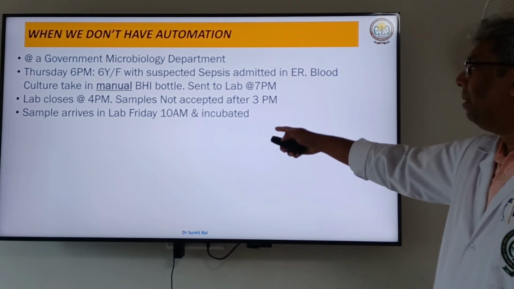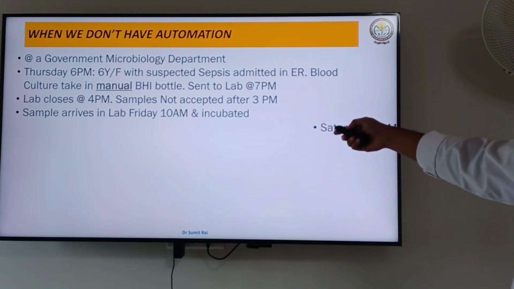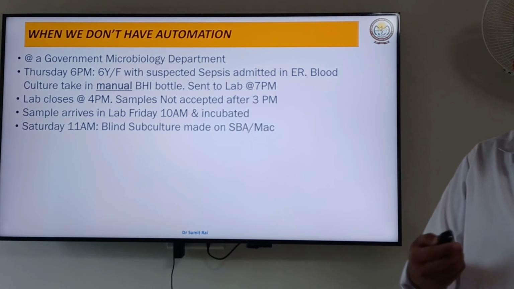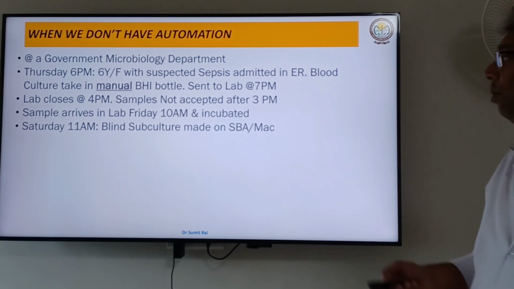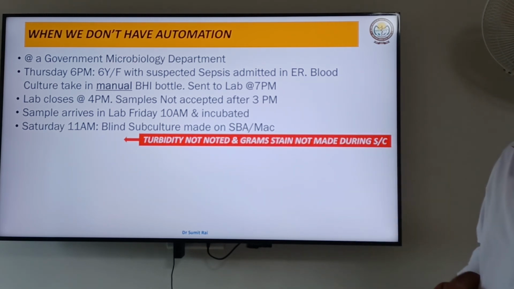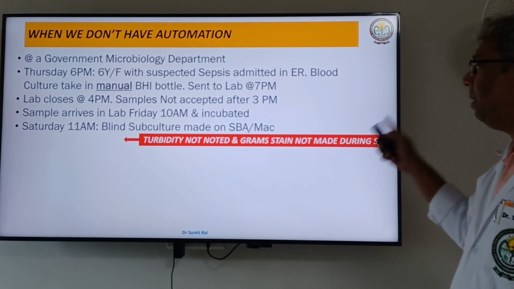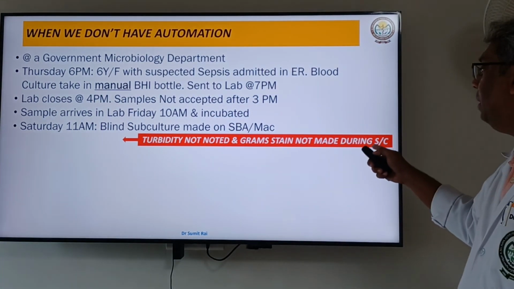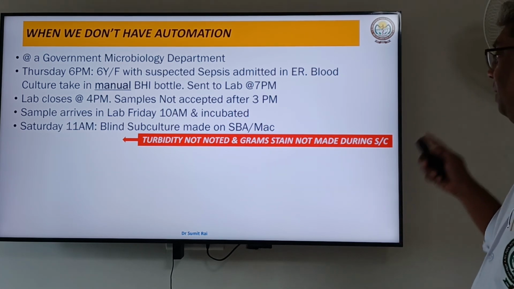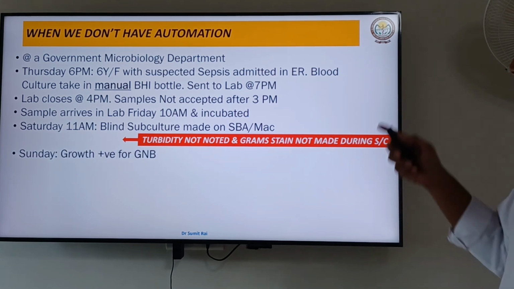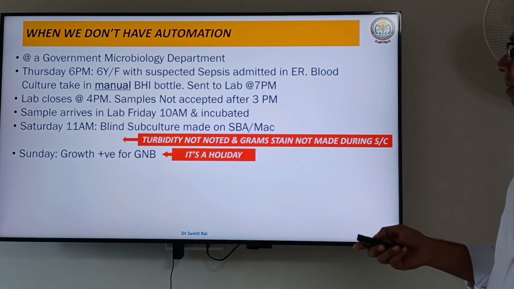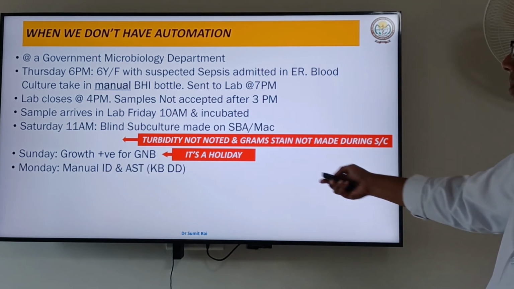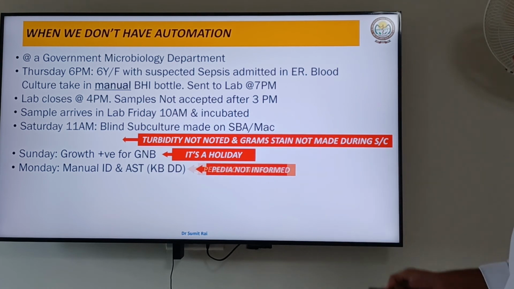This happens. Samples arrive the next day on Friday at 10 a.m. and get incubated. By Saturday, blind subcultures are made. This is what we are practicing right now. Also, we are trying to observe the headspace stability. Headspace stability is one of the most critical things to be observed in all blood culture bottles when you are processing them manually. If you see headspace instability, please make a gram stain. This gram stain is not made routinely, and on Sunday if there is growth, it's a holiday, nobody comes to process it, and ultimately on Monday a manual ID and AST is done.